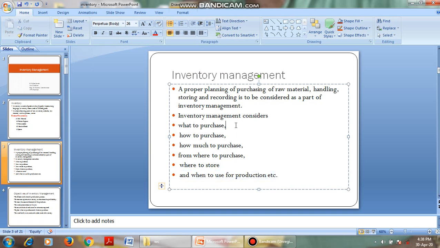See, for example, if you want to purchase raw material, how do you purchase? That is, what is the process of purchasing, how much quantity you purchase, from which place you purchase, where to store it, that is, what is the location, and at what time to use it for production. That is called inventory management.